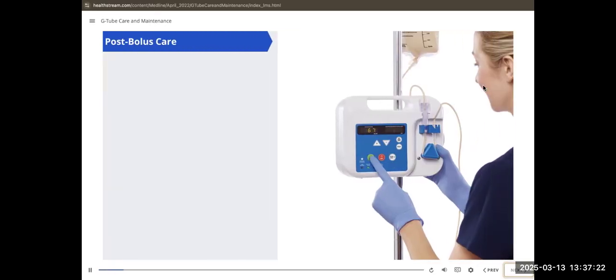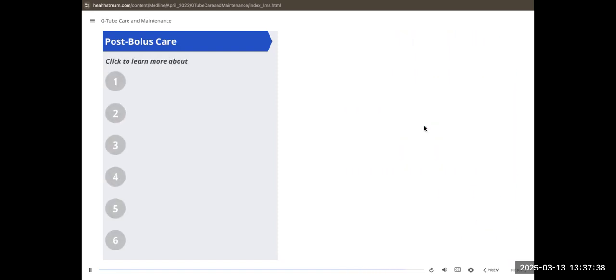Pre- and post-care facilitates the downward flow into the individual's stomach and assists to prevent esophageal reflux. It also assists in ensuring that your tube is patent. Now let's discuss post-bolus care. Click to learn more about each step.